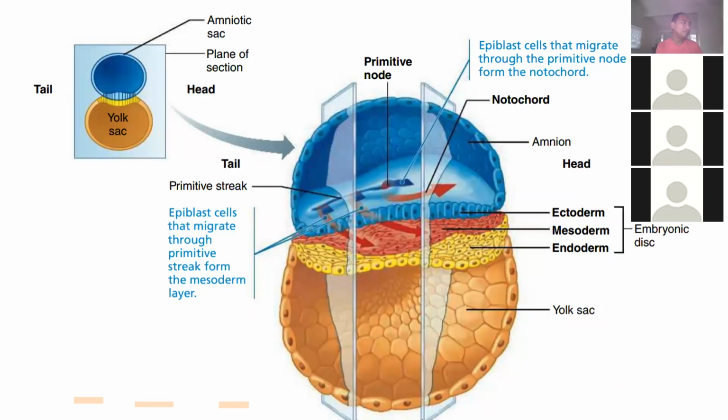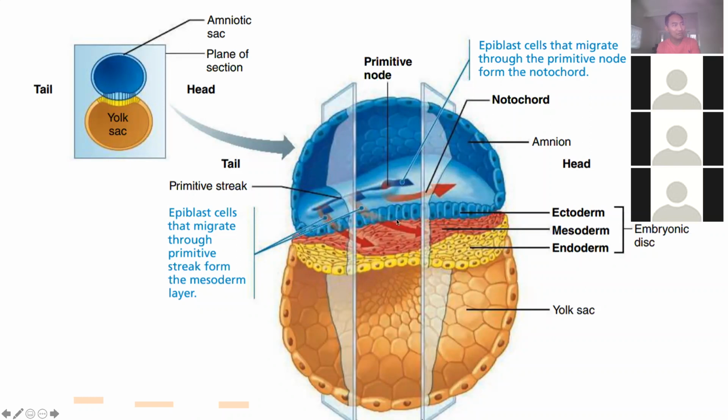So this is the yolk sac. You remember the yolk sac, and this other sac is called the amniotic sac, and this covering is called the amnion. And this is the two-layer disc, gradually changing into three layers. If you look here, you can see the primitive streak, and at the end of the primitive streak, a little bump is called the primitive node.